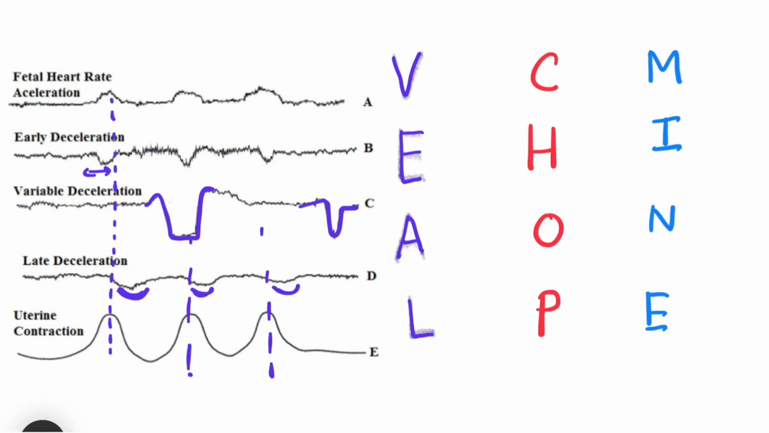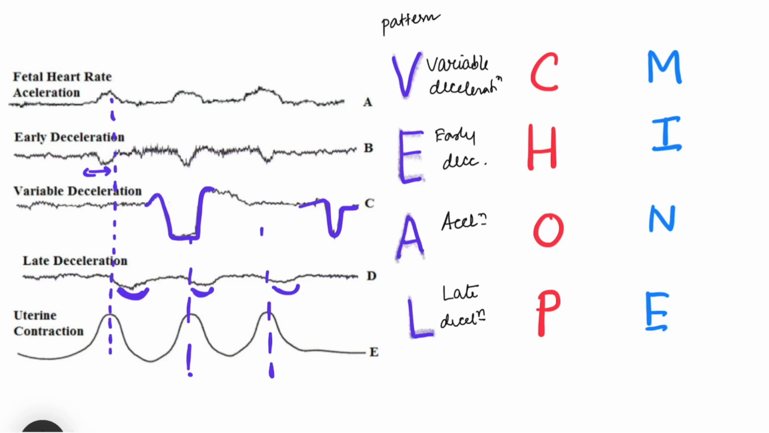I have 3 very easy mnemonics to help you remember the clinical significance of fetal heart rate acceleration and decelerations. The mnemonics are wheel, chop, mine. So wheel represents the pattern of acceleration or deceleration. That means V will represent variable deceleration. E represents early deceleration. A represents acceleration. And L represents late deceleration.